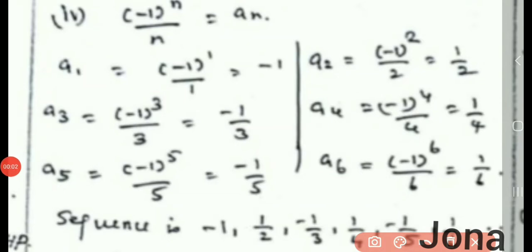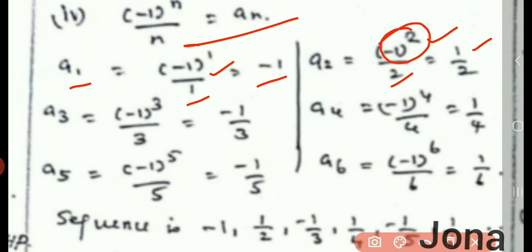Fourth sum, minus 1 power n divided by n equal to an. Here also we want to take n equal to 1, therefore minus 1 power 1 divided by 1, which is equal to minus 1. Then a2 is minus 1 power 2 divided by 2, so here minus 1 square is 1, so 1 by 2. And then if n equal to 3, minus 1 power 3 divided by 3, so here minus 1 by 3. Likewise a4 is minus 1 power 4 divided by 4, which is equal to 1 by 4.